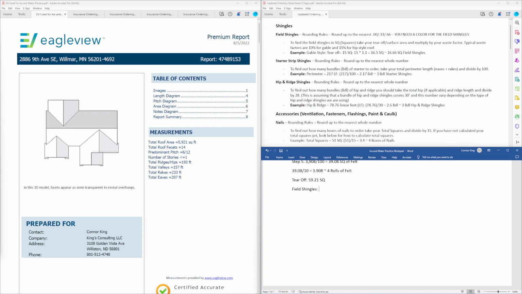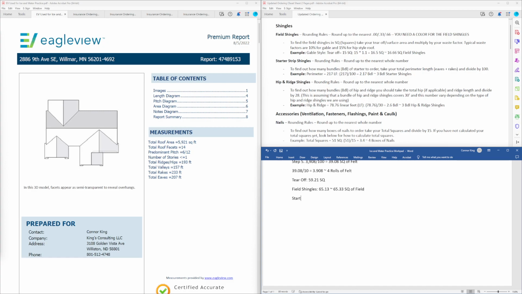Now, looking at this house, going through the field shingles instruction, it says to find field shingles in squares, take your tear off and multiply by your waste factor. Then we have some rounding rules and an example. The typical waste factors are 10% for gable and 15% for hip. With this roof, this is a gable style roof, so we're just going to take 10%. We're going to do 59.21 times 1.1, and that gets us 65.13. And we are going to round that to 65.33 squares of field shingles.